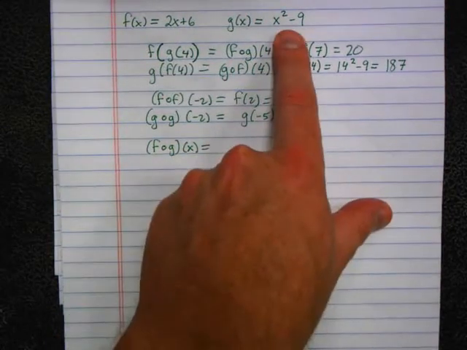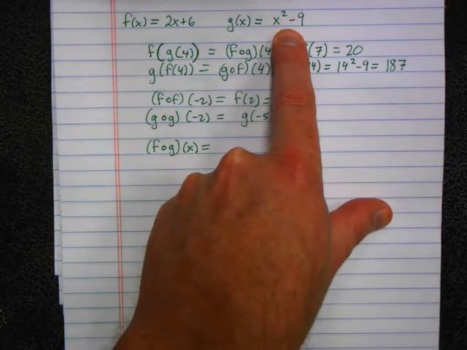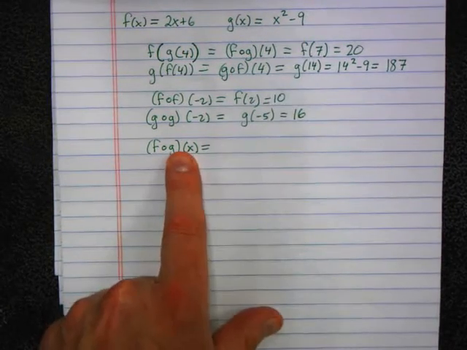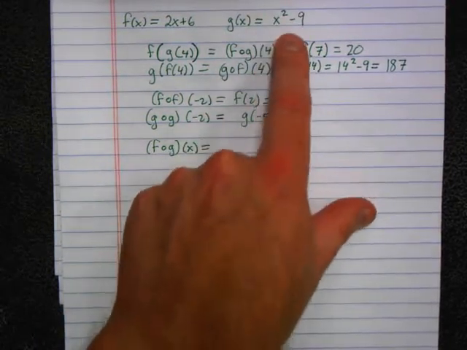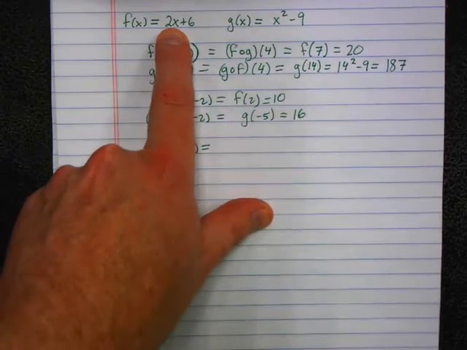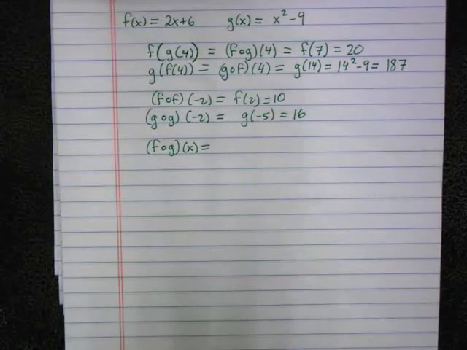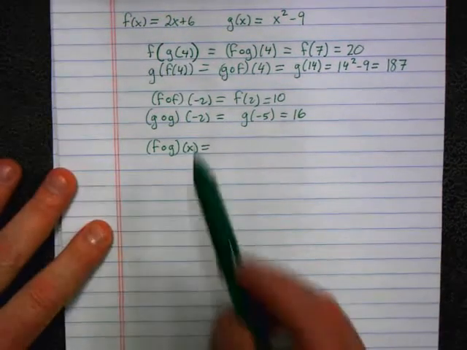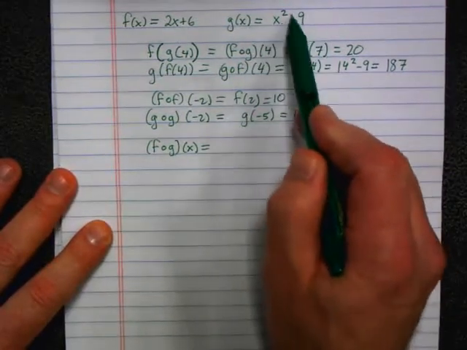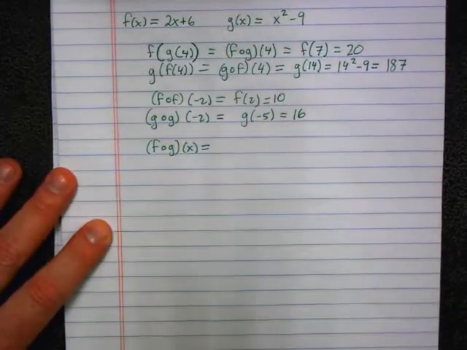So I go up to my G function. Here's my G function. What this symbol means is take the G function and plug it in for the X in the F function. So what are you going to do when you get that? What are you going to get when you do that? I mean, you take the G, X squared minus 9, and plug it in there. What are you going to get?